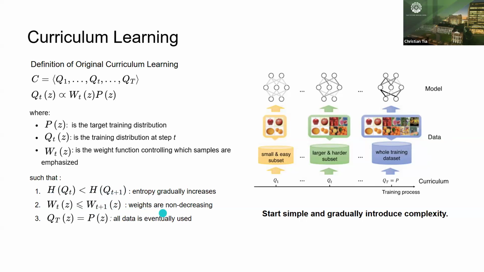Second, the weights are non-decreasing. So you can see that these 4 images remain in the further distributions, because their weights do not go down. The weight at t+1 is greater than or equal to its weight in the previous distribution.